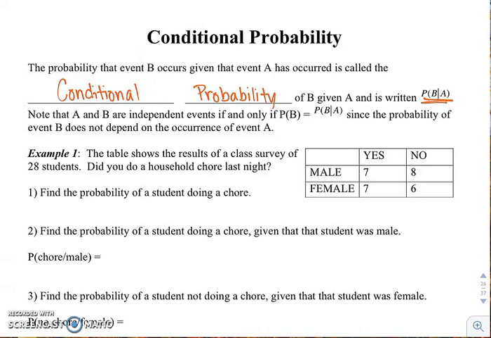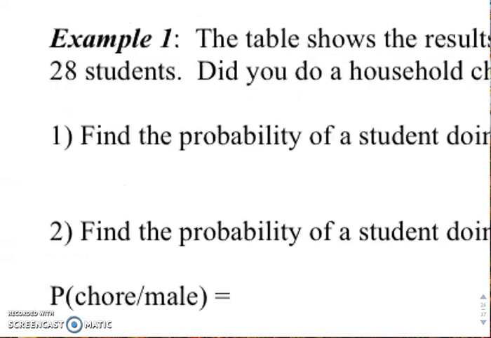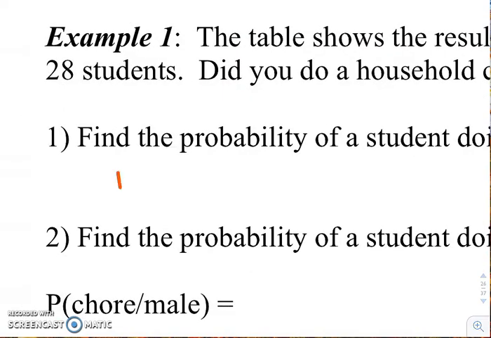So if we look at the first example, sometimes they have a chart for you. Sometimes you have to understand the situation a little better to understand what's going on. But in example 1, it took a survey of 28 students whether or not they do household chores at night. So number 1 is just a simple probability. Find the probability of a student doing a chore. So probability that student does a chore.